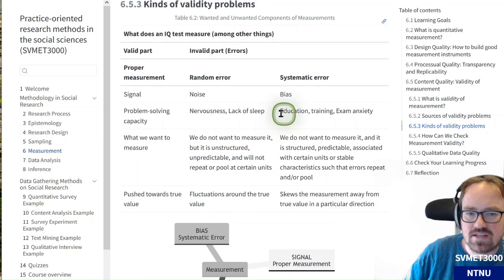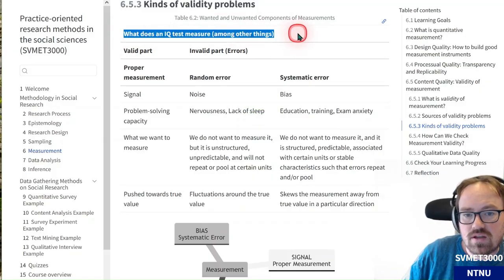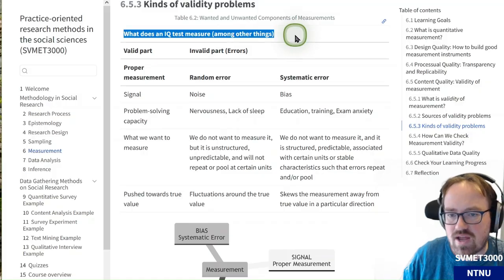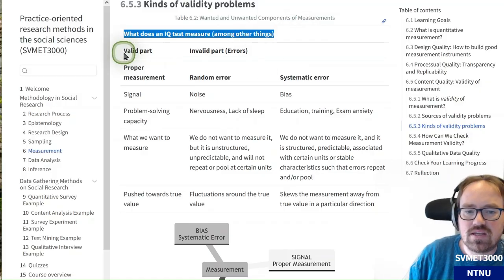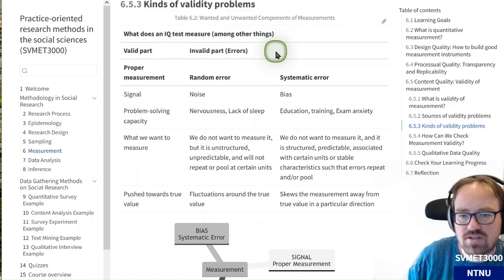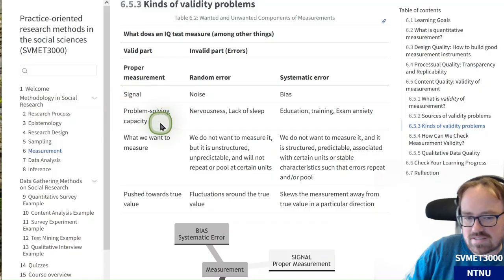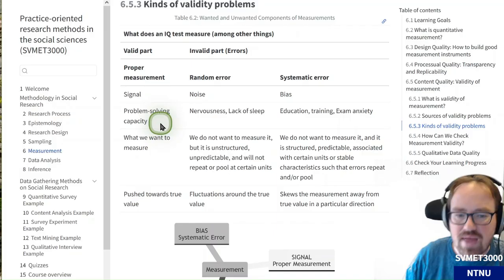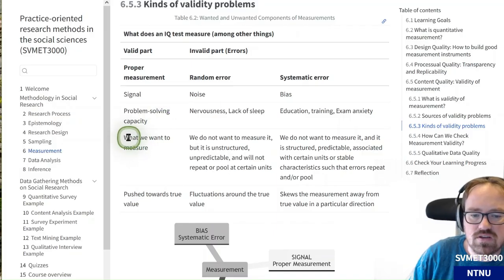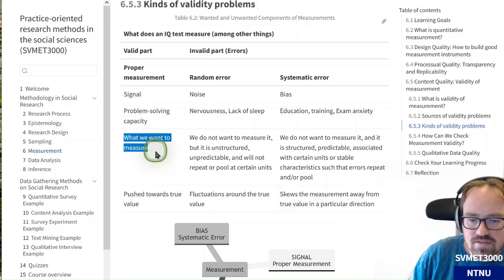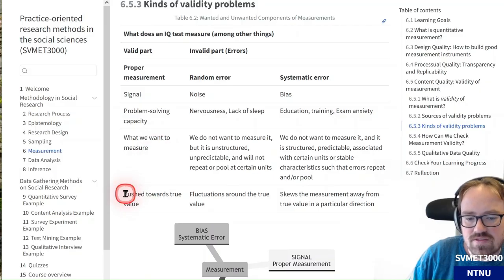Let's look at an example. For example, we can look at what an IQ test really measures, and this breaks down into this valid part and into the invalid parts. The proper measurement, or the signal, would be the mental problem-solving capacity of the individuals. This is what we want to measure, and this pushes our data towards the true value.